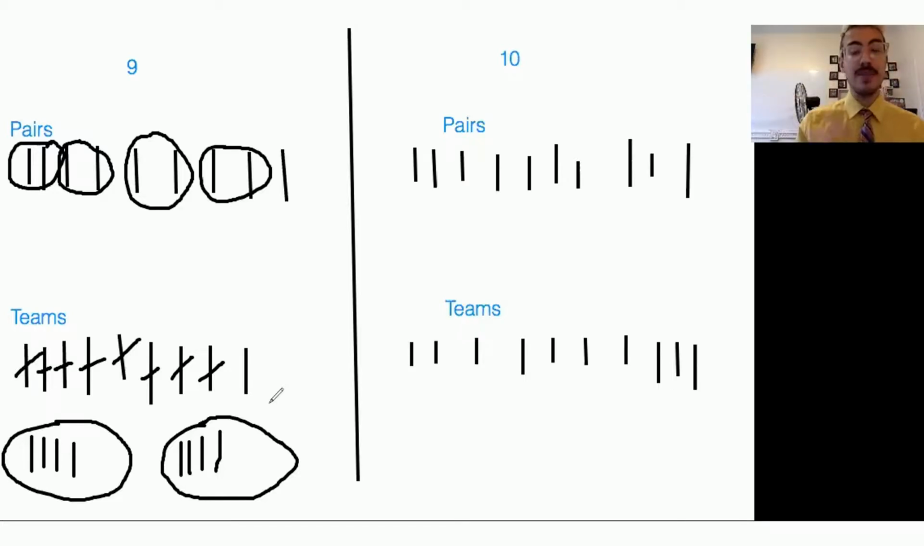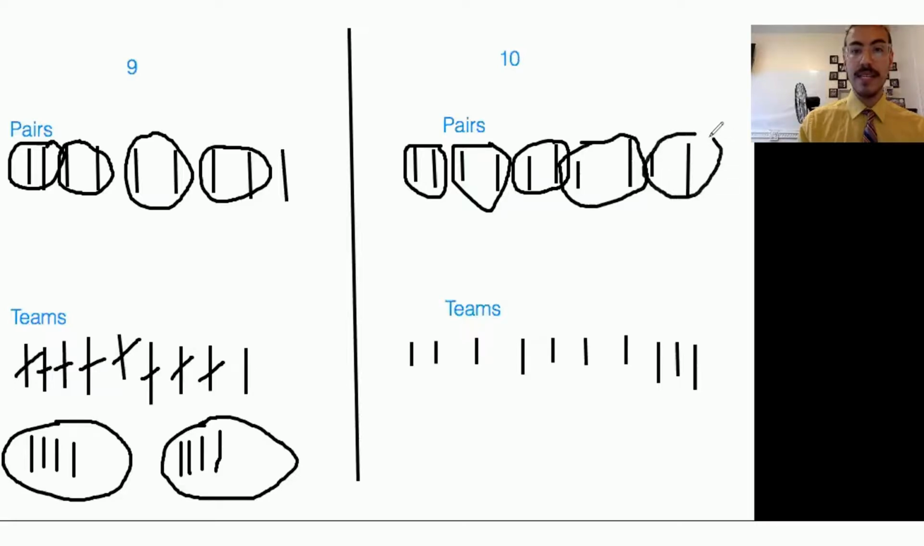Now let's see what happens to the number 10 when I try to split it into pairs and split it into teams. Pairs, partners, dancers, together. Social distance over here. Very clean. 1, 2, 3, 4, 5. I end up having 5 groups of 2. What happens with nothing left over? There's no one off the side, everyone has a partner. So let's see what happens with the teams.